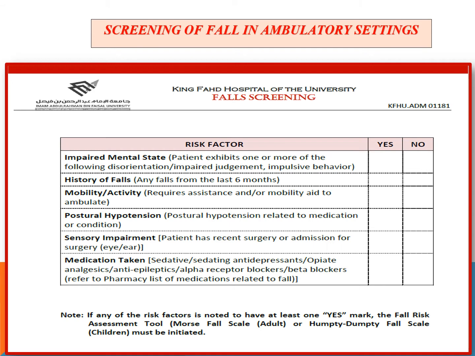If any of the risk factors is noted to have one yes mark, the age-specific fall risk assessment shall be initiated: Morse Fall Scale for adults and Humpty Dumpty Fall Scale for children.